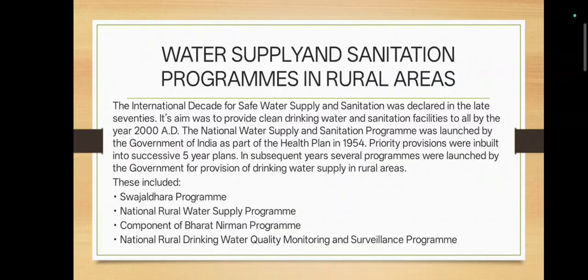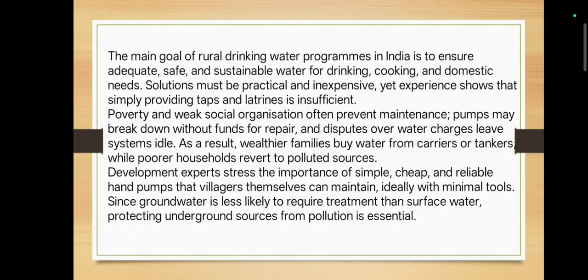Rural water supply and sanitation programs. In rural areas, programs like Swajal Dhara, Bharat Nirman, and the National Rural Water Supply Program aim to provide safe drinking water. The main goal of rural drinking water programs in India is to ensure adequate, safe, and sustainable water for drinking, cooking, and domestic needs. Solutions must be practical and inexpensive, yet experience shows that simply providing taps and latrines is insufficient.